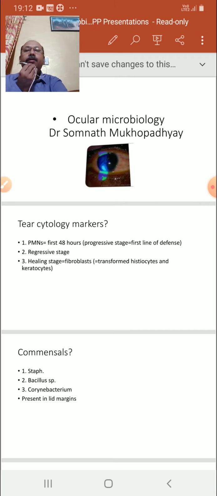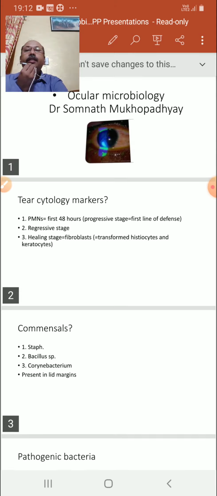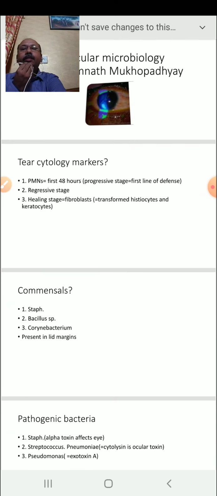In the early part of the ulcer, that is called the progressive stage of the ulcer, the polymorphonuclear cells appear as cytological markers within the first 2 days. They are the first line of defense. In the later period, in the regressive stage of the ulcer, the titer of the polymorphonuclear cells or the other cytological markers gradually decreases. Finally, you end up in a stage of healing where the fibroblast will replace the polymorphonuclear cells as chief cytological markers.